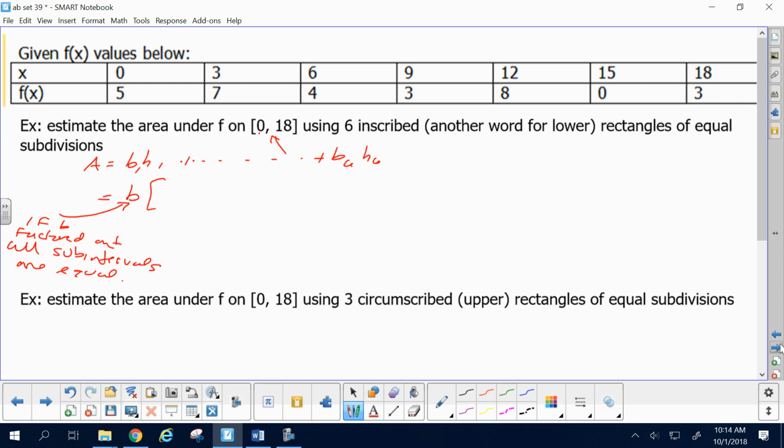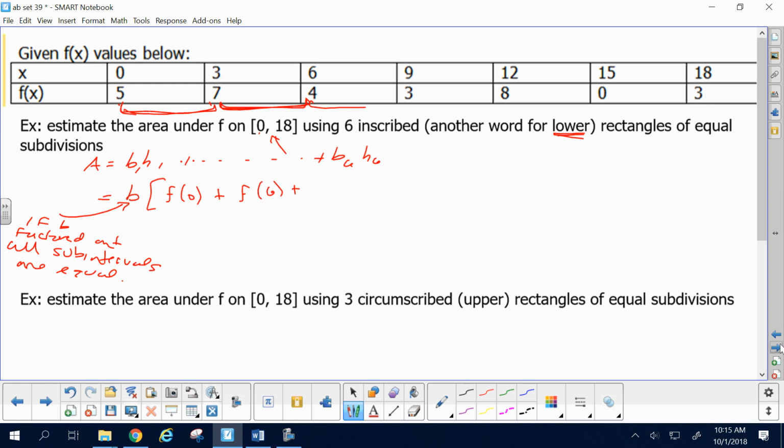Height 1 is the region from 0 to 3, and I'm using the lowest possible value I can. So for height 1, I'm going to use f at 0, because that's the lower of the two choices. Height 2 is in the next subinterval from 3 to 6. I choose the lowest value, so I choose f at 6, because that's the lower value in that region.